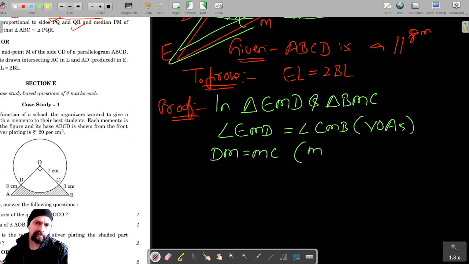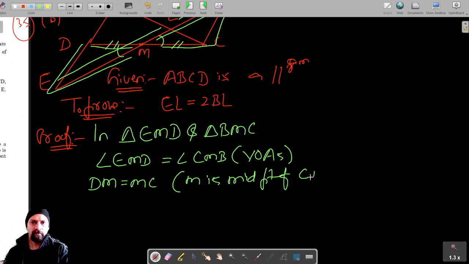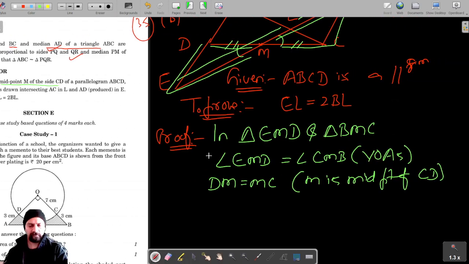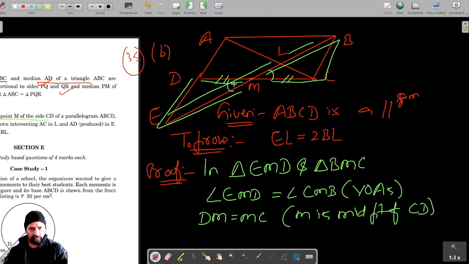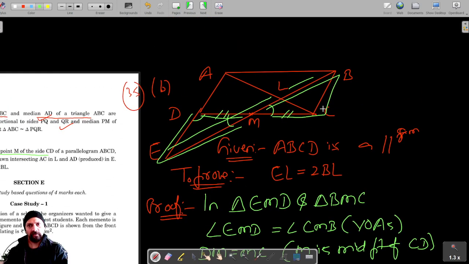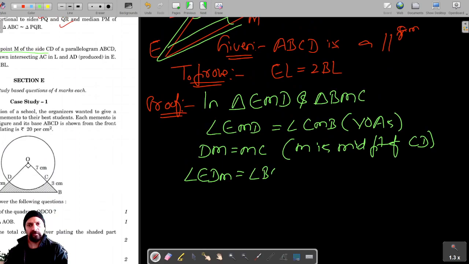DM is equal to MC because M is the midpoint of CD. It's given that M is the midpoint of CD. Now this angle EDM is also equal to angle BCM because these are corresponding angles.